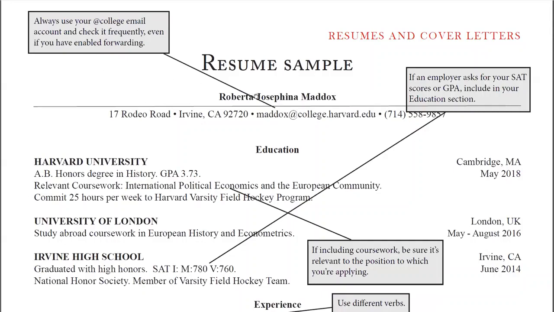So your name and then address, postal address, particularly the postal code or city code, and then your official address. Always use your college or university email account and check it frequently, even if you have enabled forwarding. So personal contact number, very important.